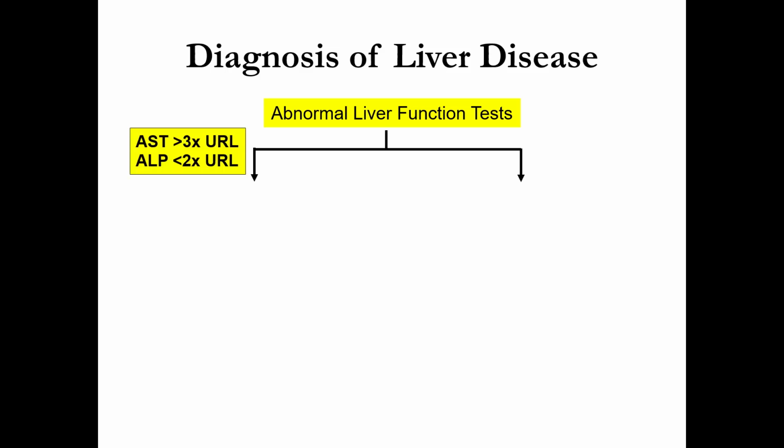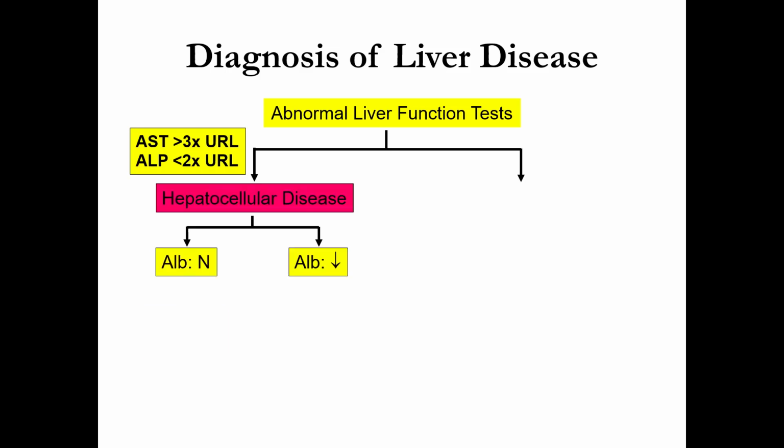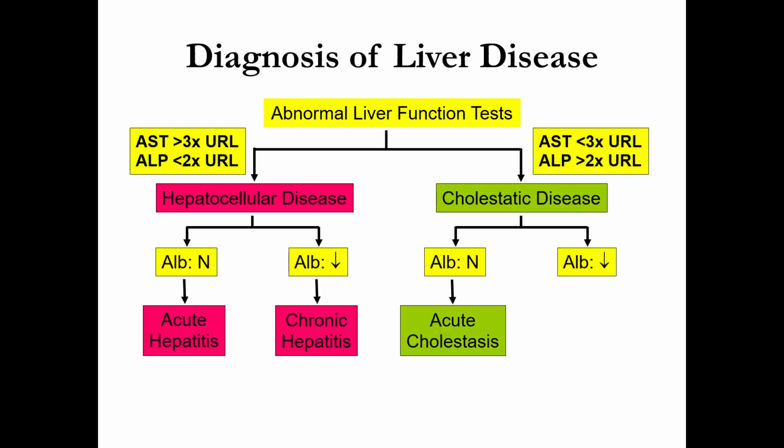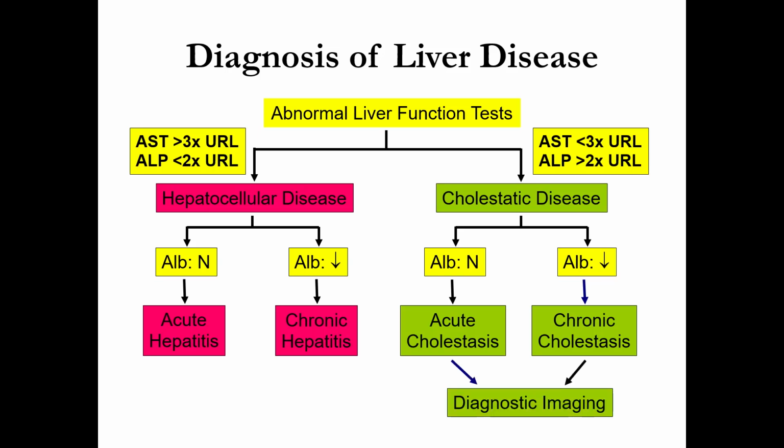So if there are abnormal liver function tests, I'm just going to click through this to present all of it. And this is another flowchart that I like to use. You want to look at AST and ALP. If AST is greater than 3 times normal and ALP is less than 2 times normal, it could be hepatocellular disease. Then you want to look at albumin. If albumin is normal, it could be acute hepatitis. If albumin is decreased, it could be chronic hepatitis.